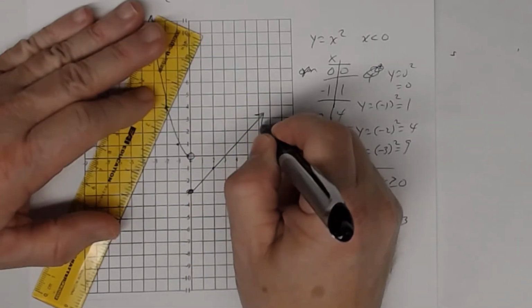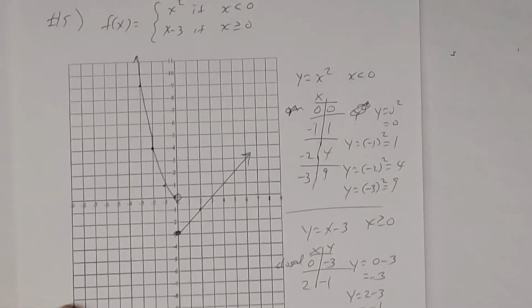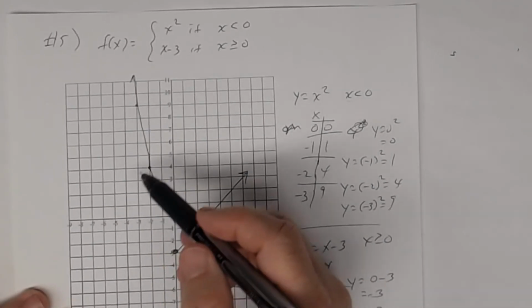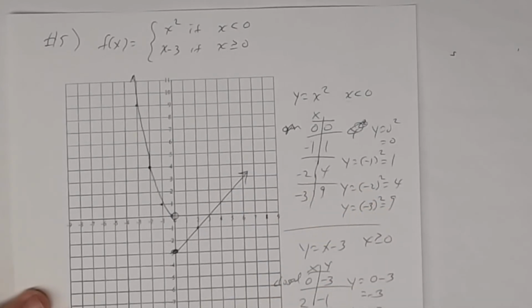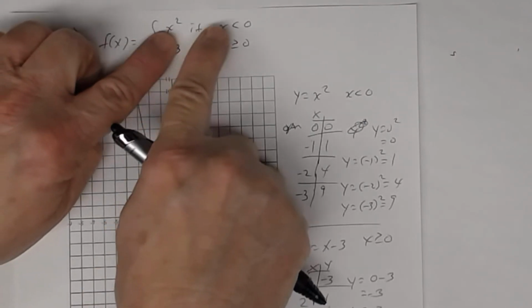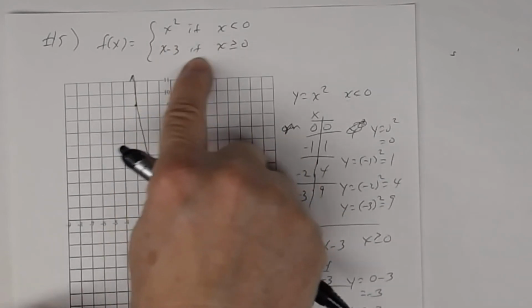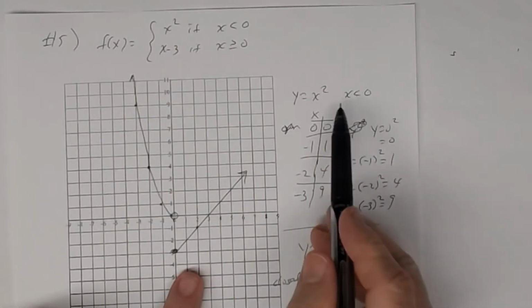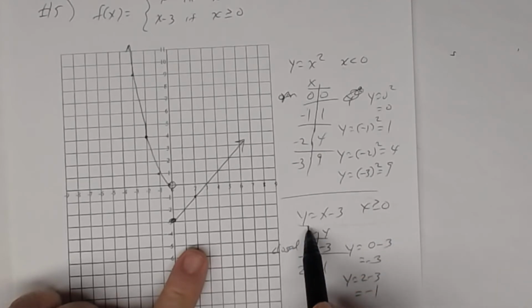That is your graph. See that? So first piece, second piece, right here. And remember, this is a function, so notice it does pass the vertical line test. All right, so the first piece corresponds to this one right here. The second piece corresponds to this one.